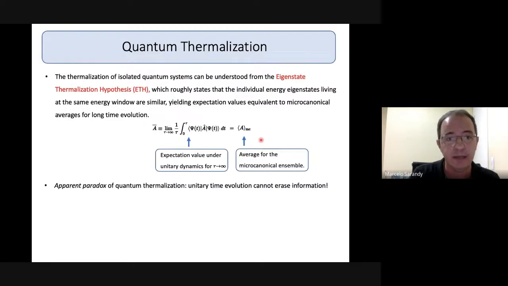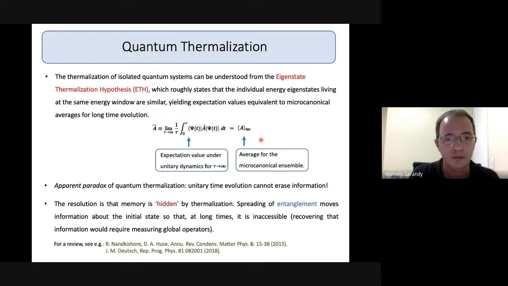The ETH, the eigenstate thermalization hypothesis, is a way to explain this apparent paradox of quantum thermalization. That is, unitary time evolution cannot erase information, right? If we prepare a system initially in a pure state, and the system is subjected to unitary time evolution, at the end, we must have a pure state. We cannot have a mixed state governed by the microcanonical ensemble. So the ETH explains how we can get a pure state evolution compatible with microcanonical predictions, right? The resolution actually is that the memory is not lost in thermalization, but it is hidden by thermalization.